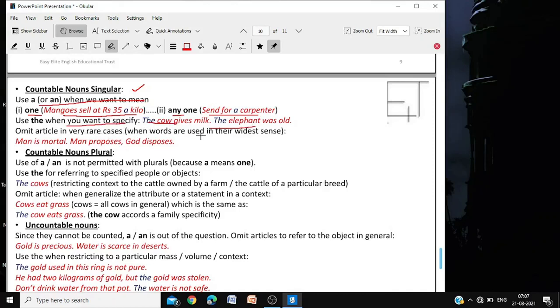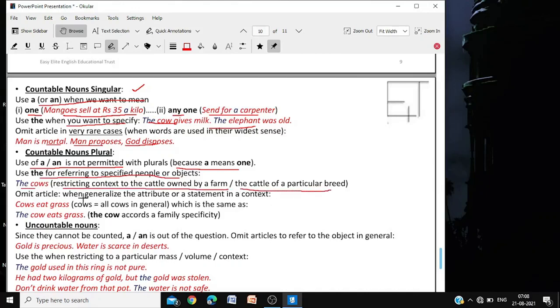Omit article when words are used in their widest sense. Man is mortal. Man proposes, God disposes. Countable nouns plural. Use of a or an is not permitted because a means one, an means one. Use the for referring to specified people, the cows, restricting our context to the cattle owned by a farm or the cattle of a particular breed.